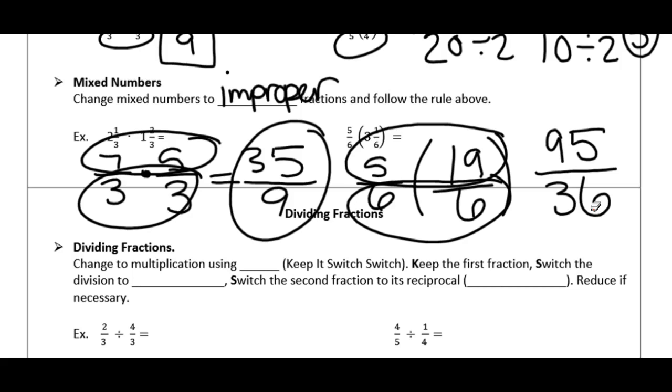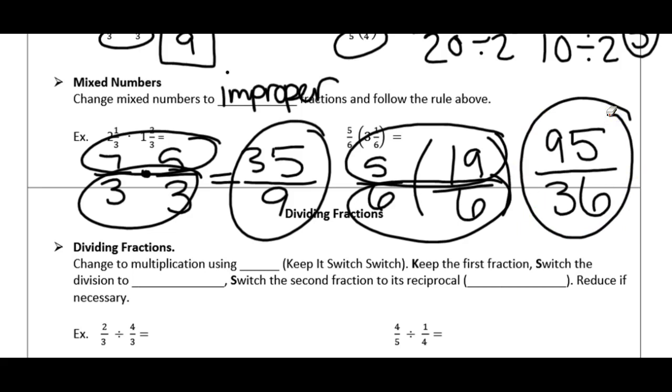6 goes into 36, but does 6 go into 95? No. 9 goes into 36, but does that go into 95? No. 12 goes into 36, but does that go into 95? No. And then 36 goes into 36, but does that go into 95? It does not, so we are actually reduced. We are reduced there.